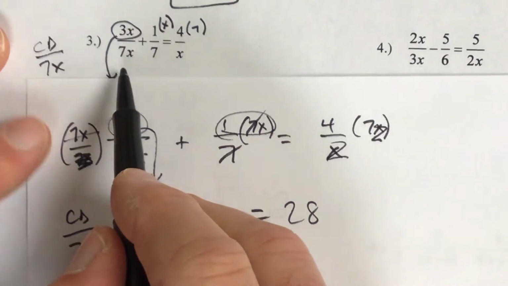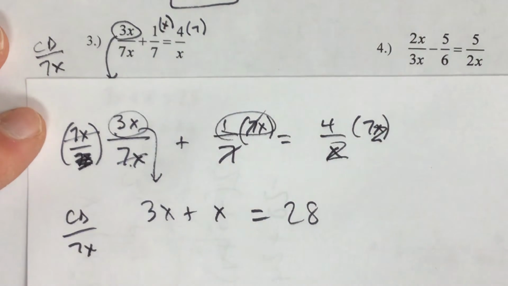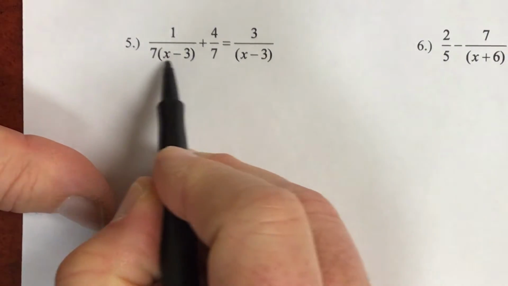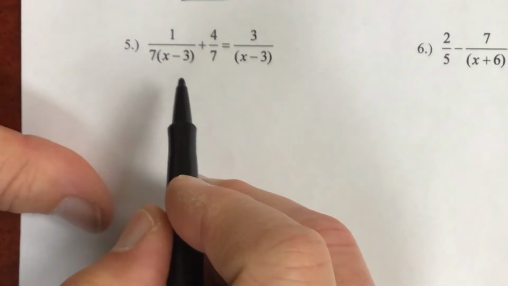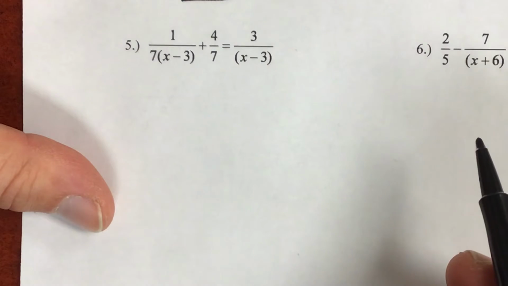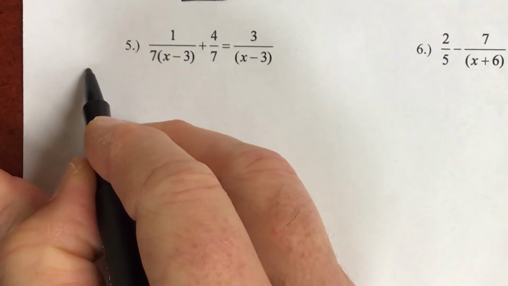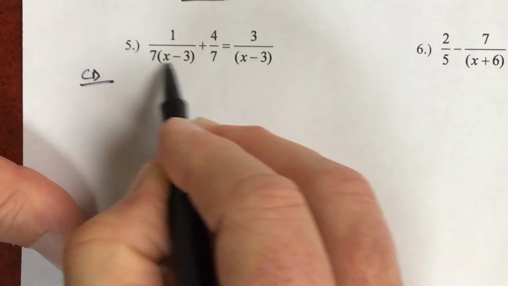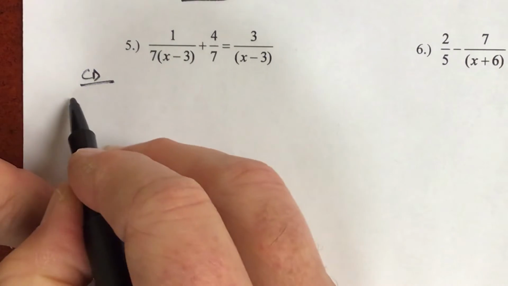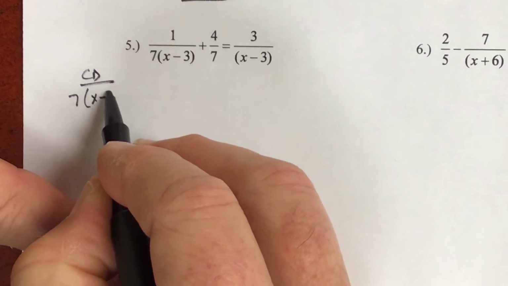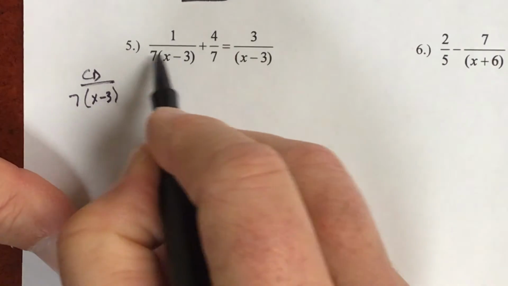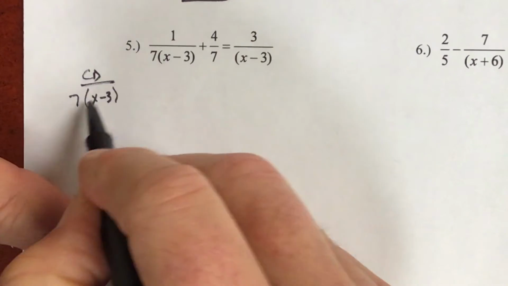So we can have factors that look like this, or we can have factors that look like this, right? So now we have an expression here. And the expression says to us that the common denominator, more times than not, is this one that has the multiplication already in it. So the common denominator is the 7 times the factor of x minus 3. So this first fraction already is matched.